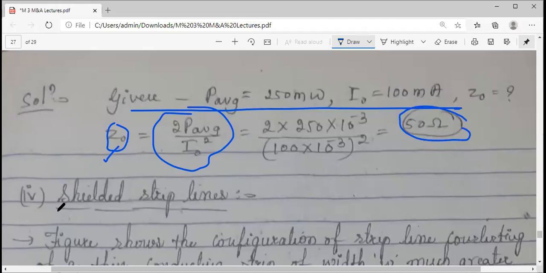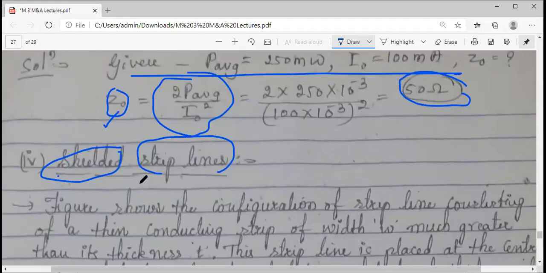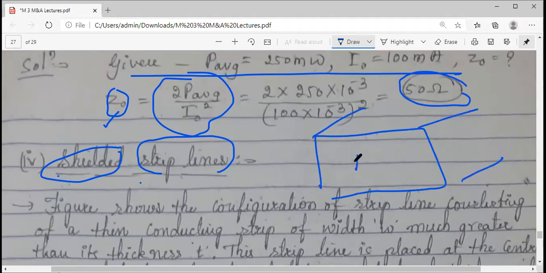Now coming to the fourth type of line, that is shielded strip lines. So what is it? It is nothing but the strip lines only, but they are shielded. They will be covered. So that is the concept. Strip lines, how do they look? This is your substrate. Inside there will be a strip that is embedded. So this is your strip line.